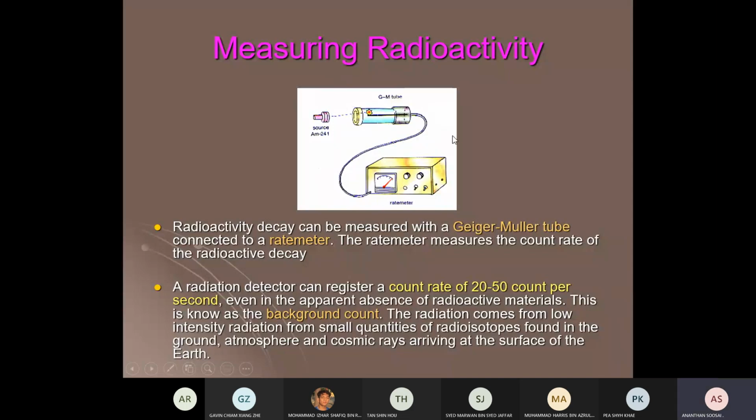You need to be alert here. When you use a GM tube, even without a source you get a reading. That reading is called the background reading, or background count rate. What causes the background reading? It is due to cosmic rays and low intensity radiation from small quantities of radioisotopes found in the ground. Radon gas from the ground, cosmic rays, and the stones surrounding you, some of which are radioactive with small amounts of radioisotopes, release radiation. So you should know the sources of background radiation: cosmic rays, radon gas from the ground, and the surrounding stones. And of course from medical sources in hospitals, like X-rays.